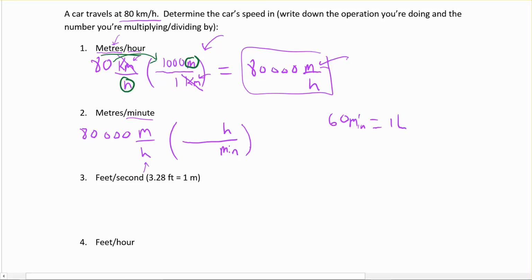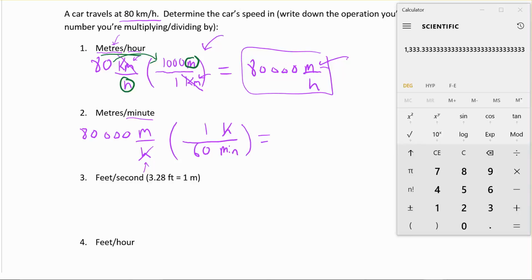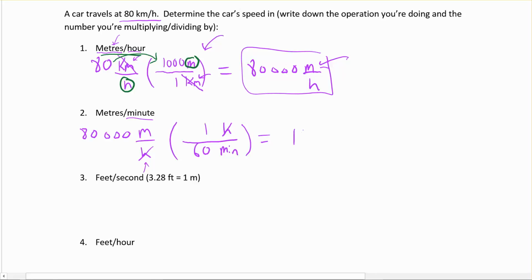And now I just need to put, just like I had over here, there are 60 minutes in 1 hour. So now if I do that, I can see I've got hours over hours down here, so they cancel. What I'm left with is 80,000 times 1 over 60. Well, that's just the same thing as 80,000 divided by 60, right? So that's all you need to do now: 80,000 divided by 60, which is 1,333.3.